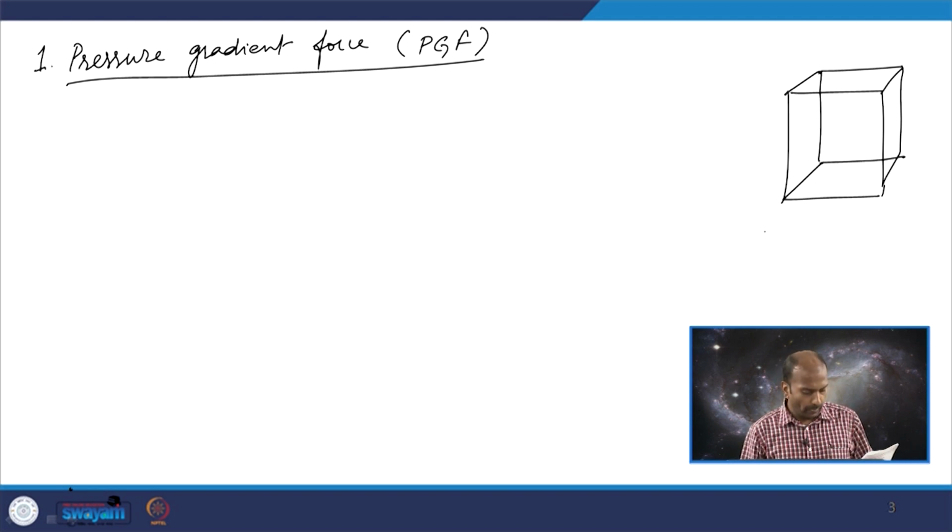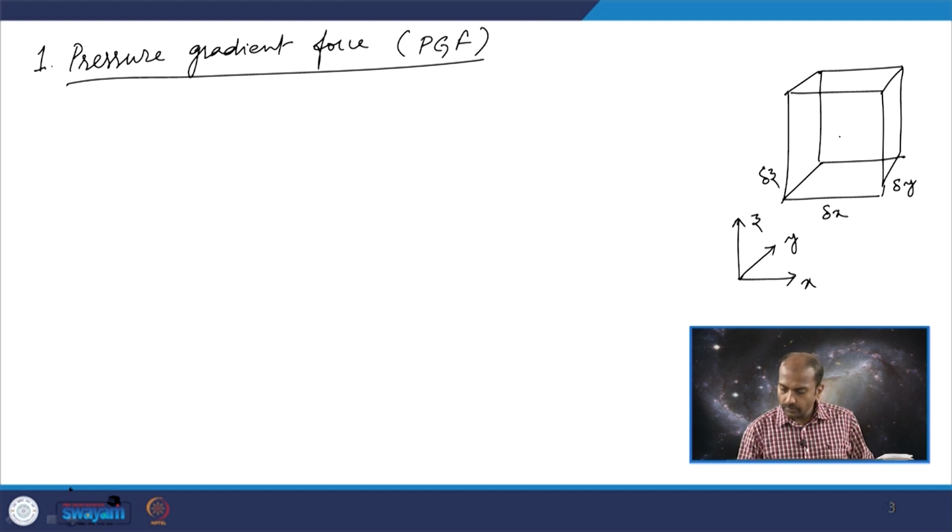Let us say our coordinate system is like this. This is x, this is y and this is z. Let us say this side is going to be delta x, this side is going to be delta y and this side is going to be delta z. Let us consider a point P at the center of this volume. Let us say this side is called A and the opposite side is called B. Okay. Now, let us say this is one direction and this is another direction.